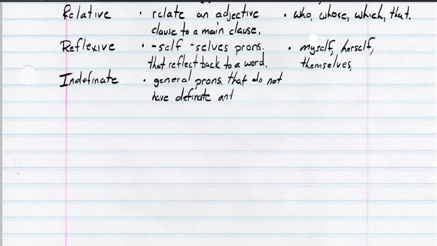Antecedents is A-N-T-E-C-E-D-E-N-T-S. They do not have definite antecedents. We'll talk in just a little bit about what an antecedent is, but let's get the examples down here for this. These would be words like anyone, anybody, each, all, and there are lots more of those as well. Those examples will serve for now.